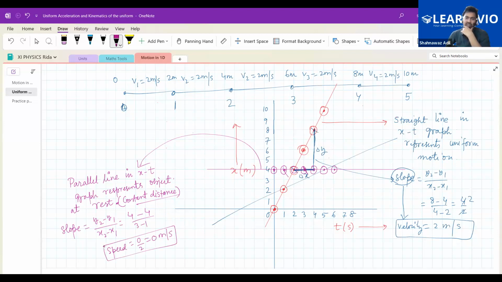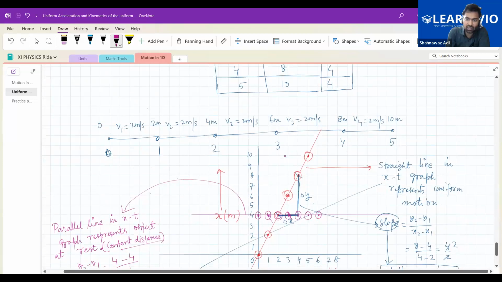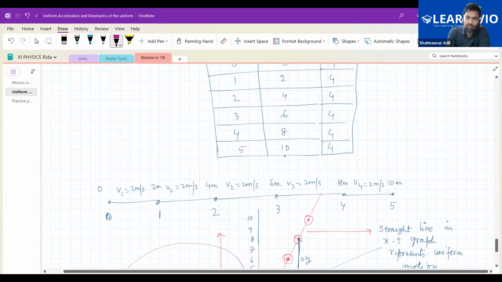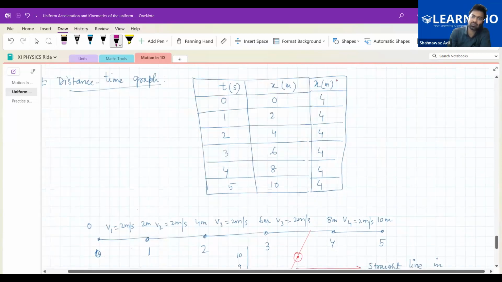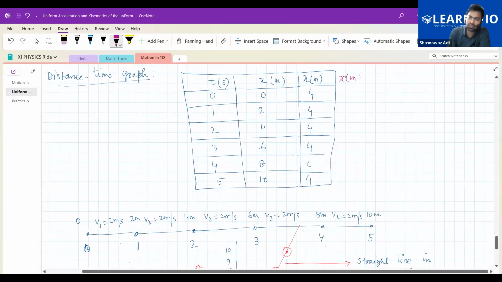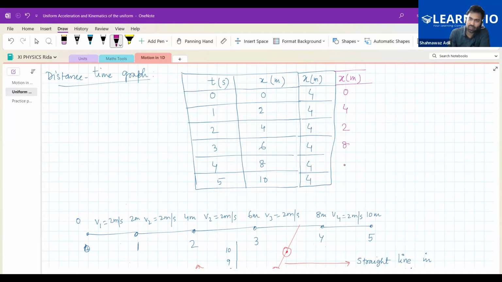Okay, so I have made a mess of this, but I want to draw one more thing in this graph only, and then I will write all these things down. Let's say again we have a different data, again we have an x. This is 0, 4, 2, 8, 5, 10. Clear? Yes, sir.